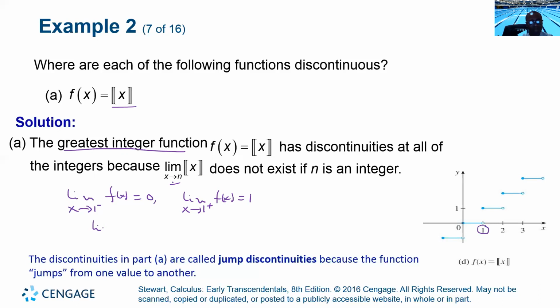Now you see that the limit as x approaches 1 of the function does not exist, because these two are not equal. 0 is never equal to 1. So at each of the integers, 0, 1, 2, 3, the limit doesn't exist there. Therefore, it is discontinuous. The function is discontinuous at every integer. Now, this type of discontinuity we call jump discontinuity.